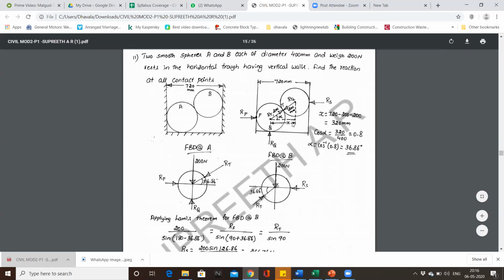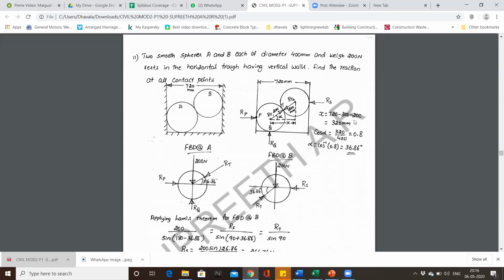I need to find out the horizontal distance x. Horizontal distance x will be equal to 720 minus 200 and minus 200. Just understand how this minus 200 and minus 200 has appeared. If you consider this total width, it is 720. From this 720, I have to subtract this distance, which is nothing but the radius of the first sphere, that is 200. Also, I have to subtract this distance, which is nothing but the radius of the second sphere, that is 200. Hence, x will be equal to 720 minus 400, which is equal to 320 millimeters.